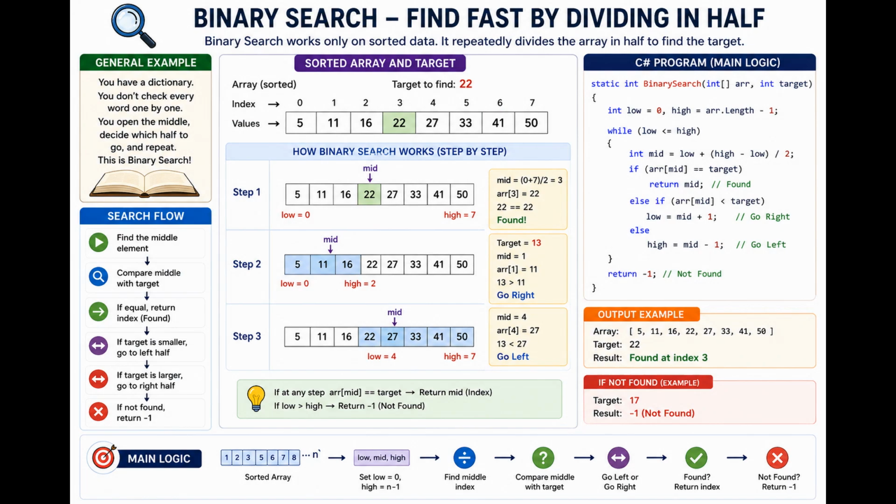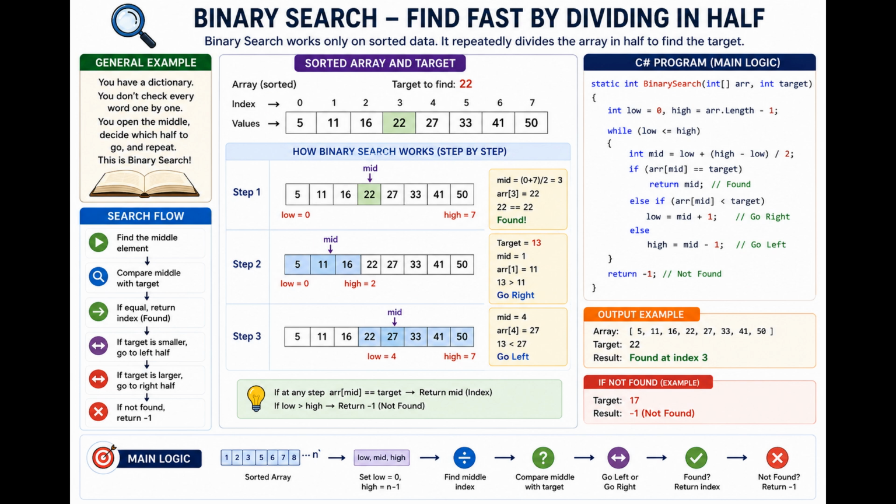Now let's learn a smarter searching technique called binary search. Unlike linear search, binary search does not check every element. Instead, it follows one simple idea. Find the middle, compare, eliminate half. Repeat the process. Look at the array. Notice that the numbers are already sorted. This is the most important rule. Binary search works only on a sorted array.